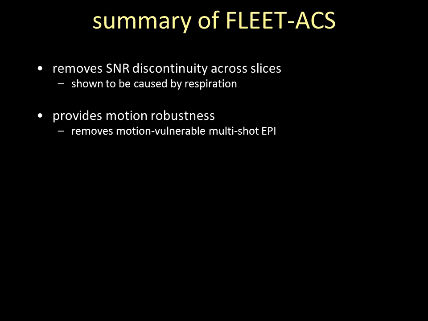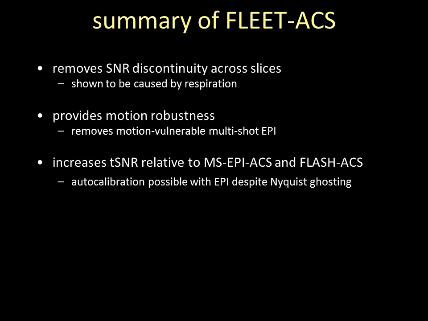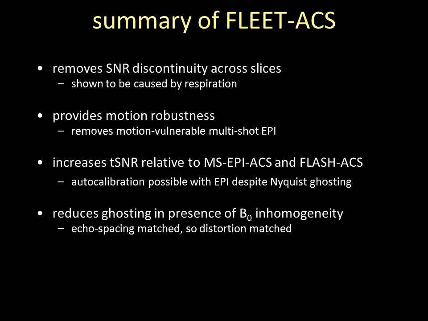It provides motion robustness by reordering the motion-vulnerable multishot EPI. It increases the TSNR relative to multishot EPI ACS and FLASH ACS. Importantly, it shows us that autocalibration is possible using EPI data despite the intrinsic Nyquist ghosting or static phase errors in EPI ACS data. Finally, we saw that it reduces aliasing or ghosting in the presence of B0 inhomogeneity because FLEET ACS is echo-spacing matched and therefore distortion matched to the accelerated EPI data, and therefore more compatible.